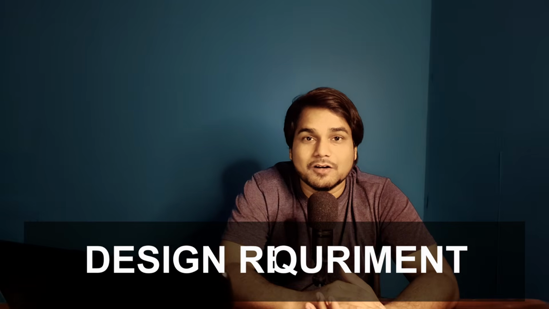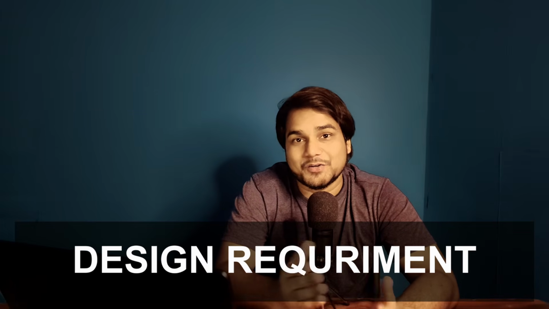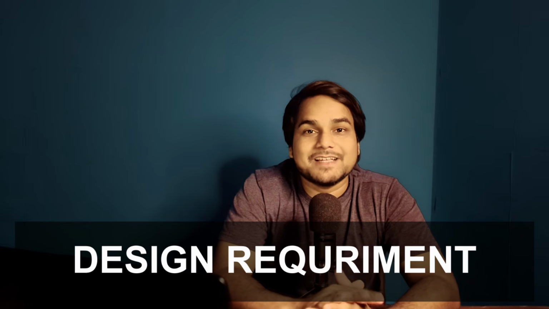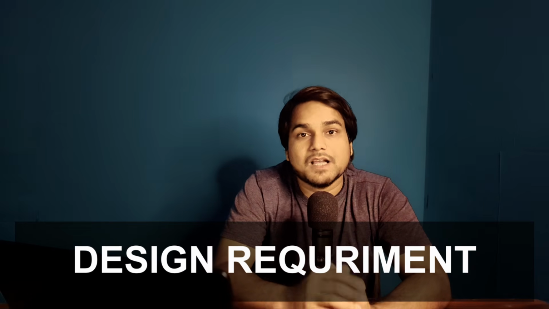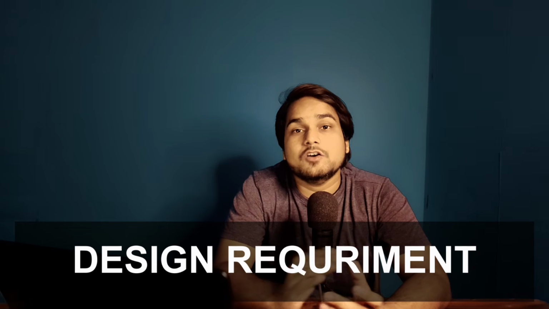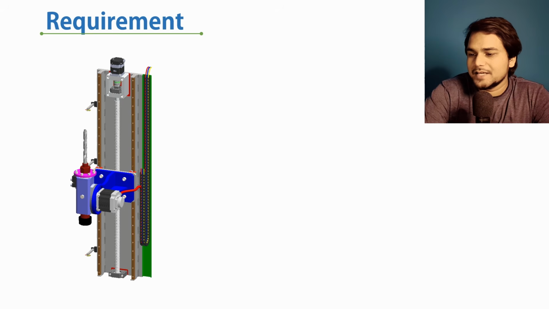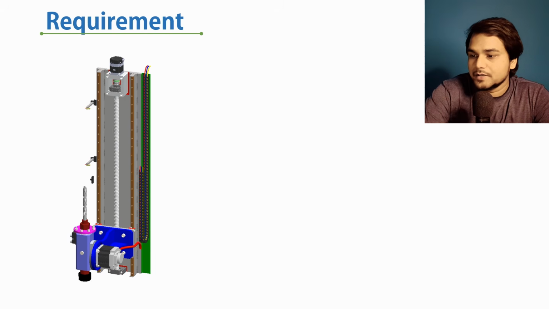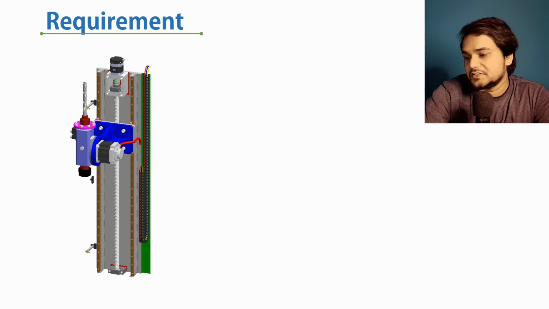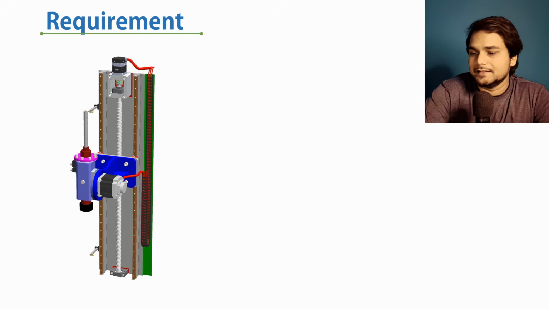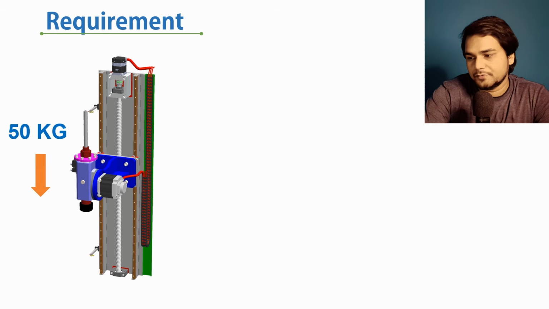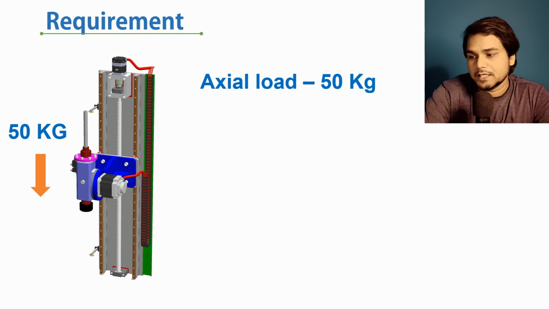And now let's have a look at our linear actuator design requirement, which we will try to design in this entire series. Also, this will help us to stick to a path. Let's say we have to design a ball screw based linear actuator to move this drilling system vertically up and down. And this drilling system can produce a maximum of 50 kg of force on the linear actuator in a vertical direction.